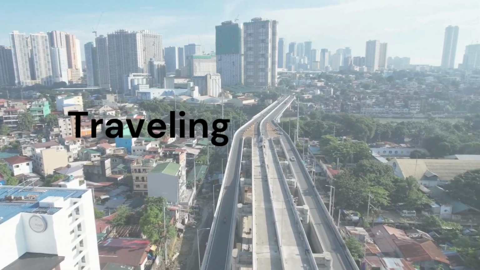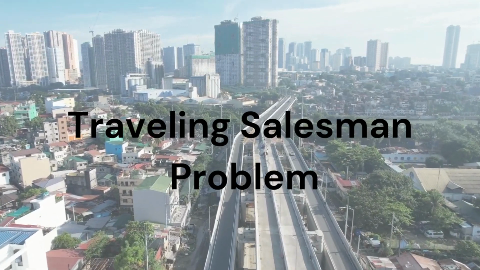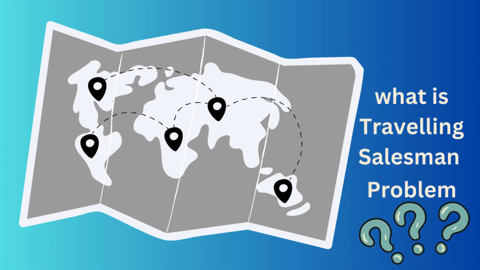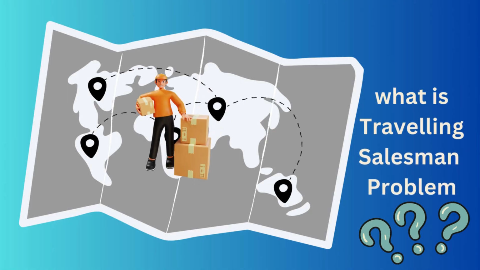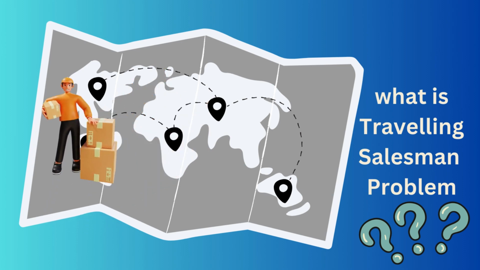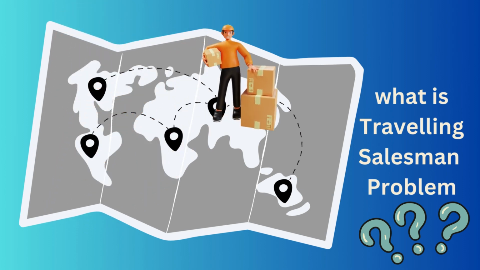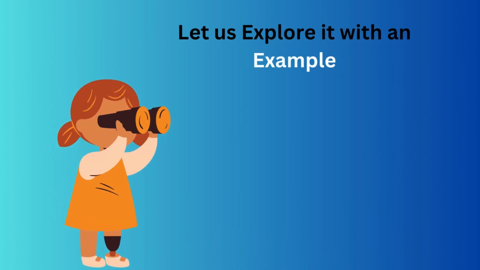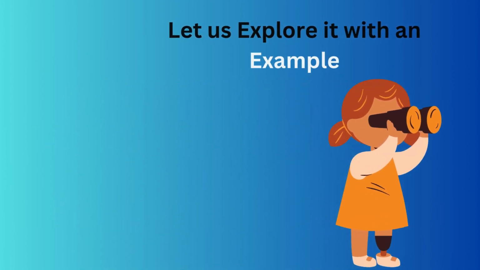Today, we are going to see about traveling salesman problem using approximation algorithm. So, what is traveling salesman problem? The salesman wants to visit all the locations just once and return to the original location. Let us explore it with an example.